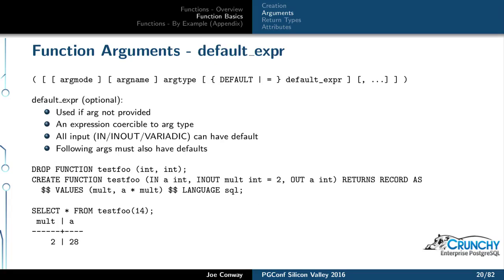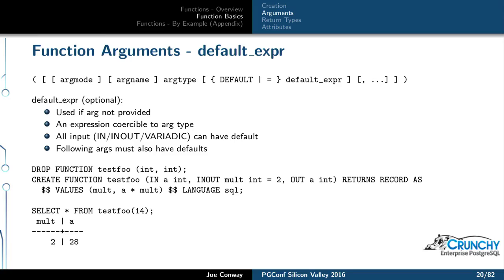So then you can also define a default expression. If the argument is not provided, that's what will get used. It's any kind of expression that can be coerced into the argument type. And anything that's an input, so in, inout, and variadic, can have a default. Obviously, it doesn't make sense to have a default for the output.